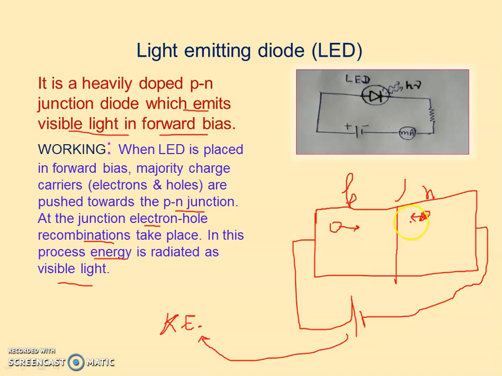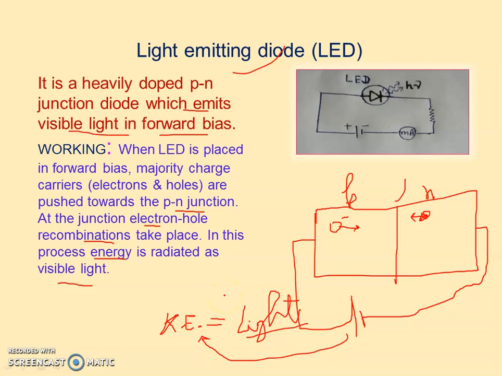When these holes and electrons recombine, their kinetic energy becomes zero, since the vacancy is filled by the electron. Now electron is not moving after the recombination. It means kinetic energy becomes zero. So this kinetic energy is converted into the light energy, and this diode starts emitting light. So this is called light emitting diode. Once again, light means visible light.